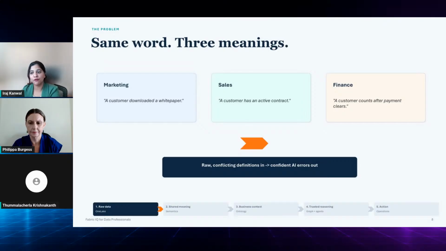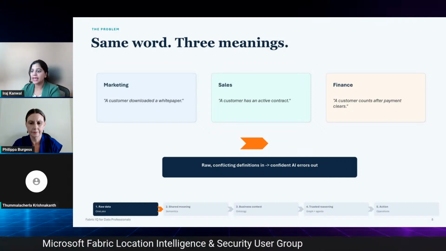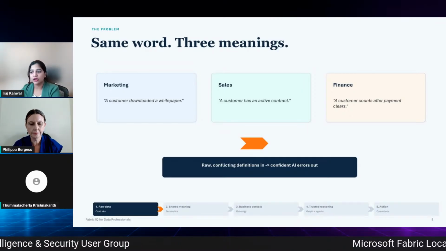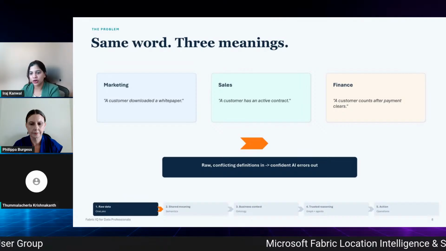The problem starts when we feed all of that into an AI system without any business context. So if an executive asks, how many customers do we have? The AI might find three different definitions without a governed semantic layer. It may pick one arbitrarily, blend them together, and then return a confident answer that can be wrong. This is what people often call hallucination. But in many enterprise scenarios, the root cause is not the language model alone. The root cause is that the enterprise has not agreed on the meaning.